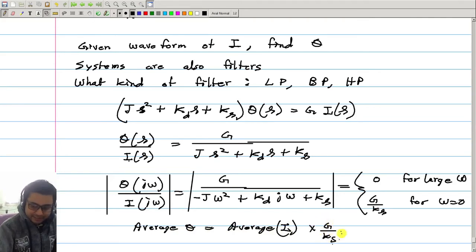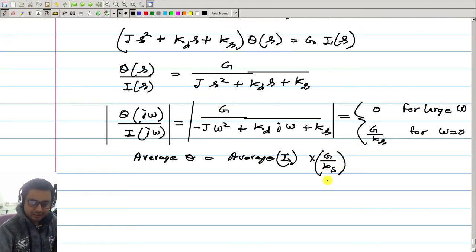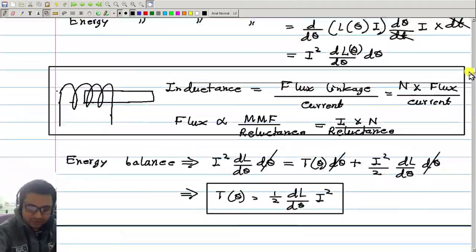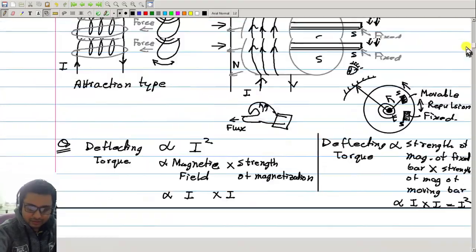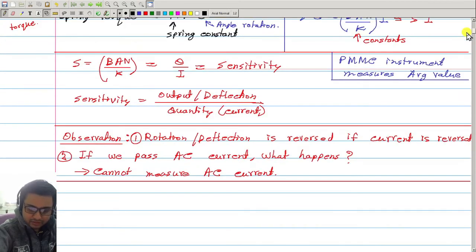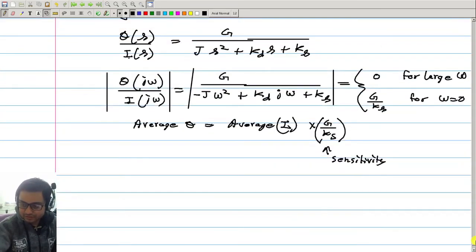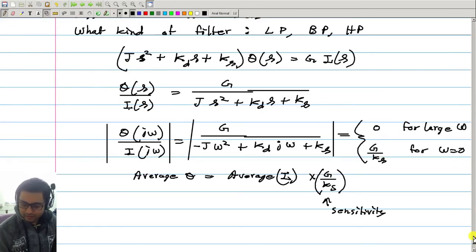In fact, you remember this is actually the sensitivity term. If we go back to our early days where we studied sensitivity, BAN is the constant G. So BAN by K, K is the spring constant. So that is the sensitivity. Sorry, this is 1 over sensitivity. Yeah, it's correct. The more this value, the more deflection. This is sensitivity.